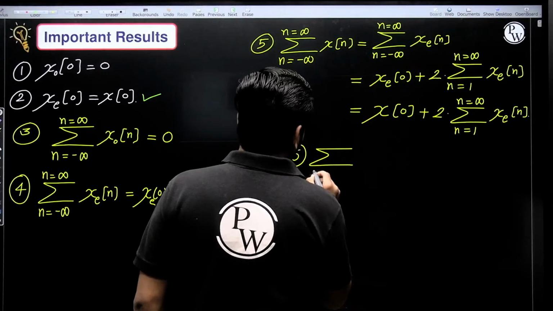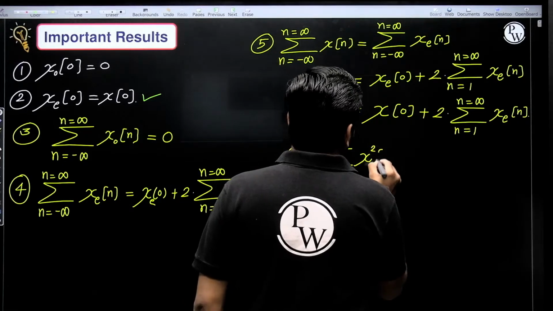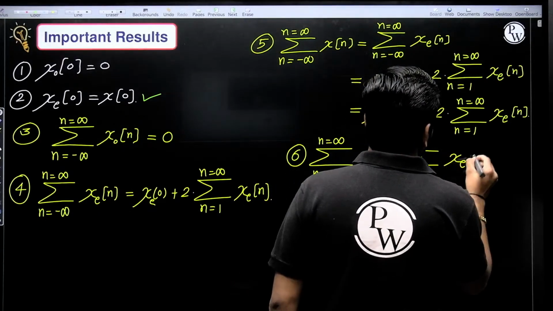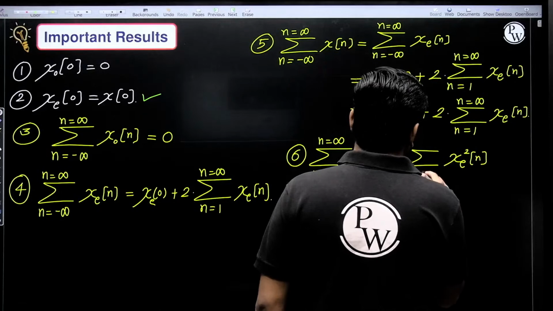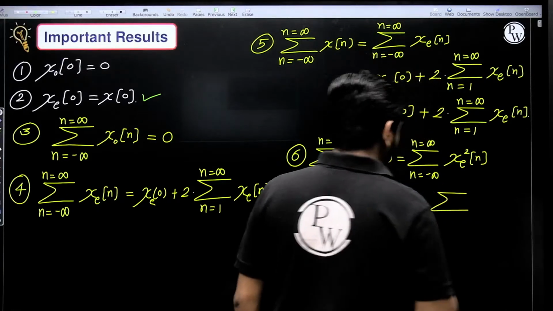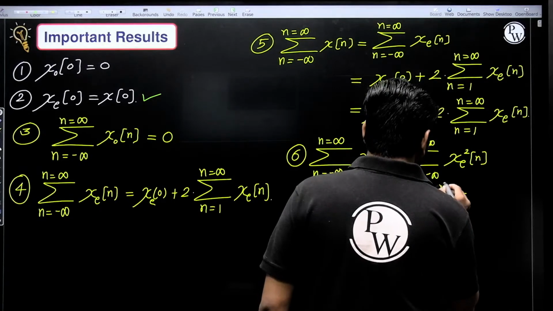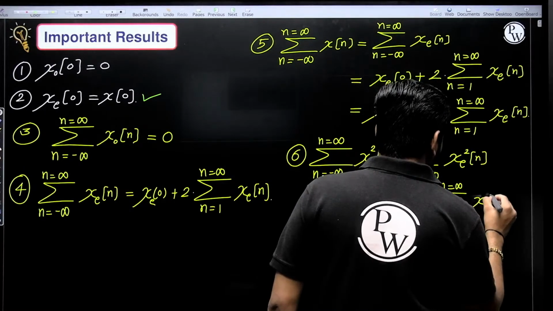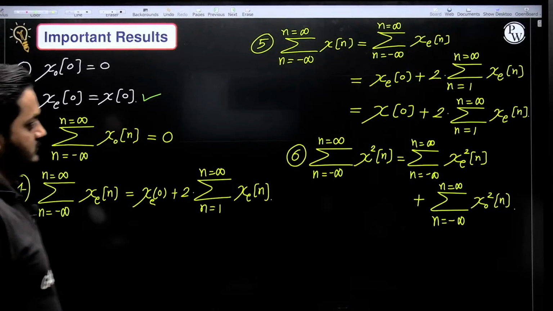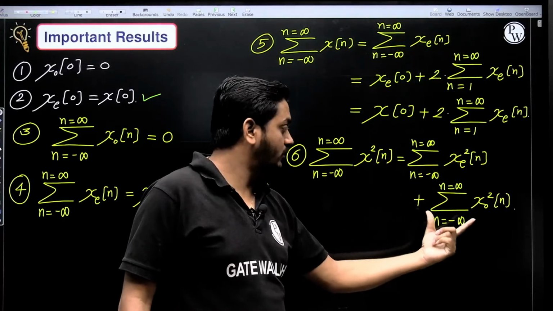Result number 6. Summation after square operation, summation of its even part plus summation of its odd part. So again you can see here, this is the energy of x of n, and this is the energy of its even part, and this is the energy of its odd part.